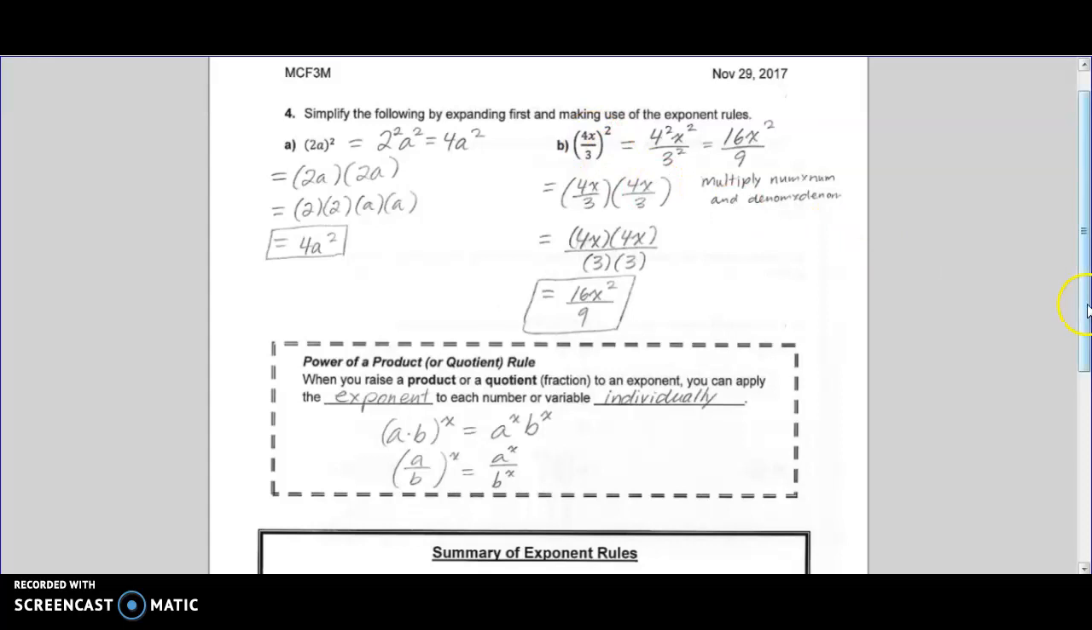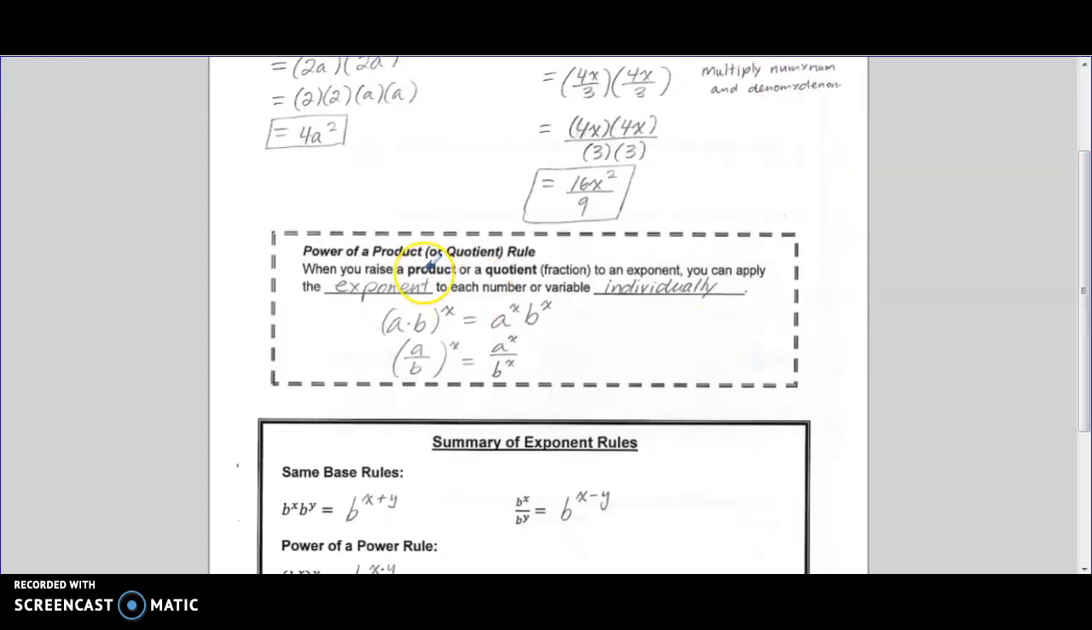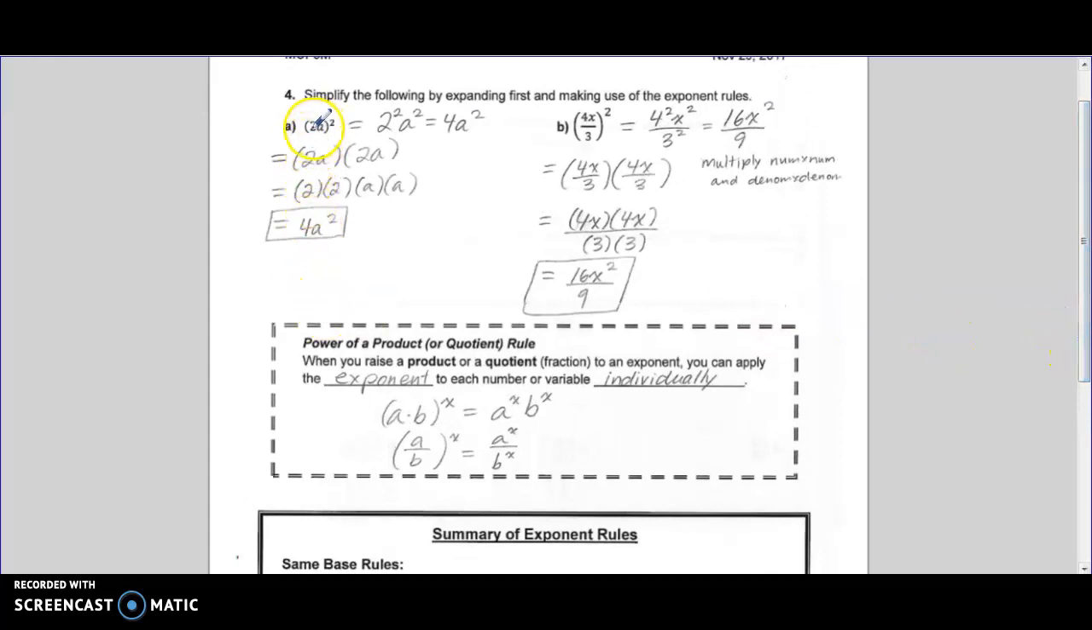Okay, so summarizing our power of a product rule, when you raise a product or a quotient, okay, so what we mean by that is a product like 2 times a in the bracket, or a quotient, which just means a fraction basically that you're dividing, 4x over 3. Anytime you have either of those to an exponent, you apply the exponent to each number or variable individually. Okay, so just like we did up here, we applied the squared to the 2 and to the a. We applied this squared to the 4, to the x, and to the 3. Okay. Once you apply the exponent to each variable and each number, then simplify where possible.